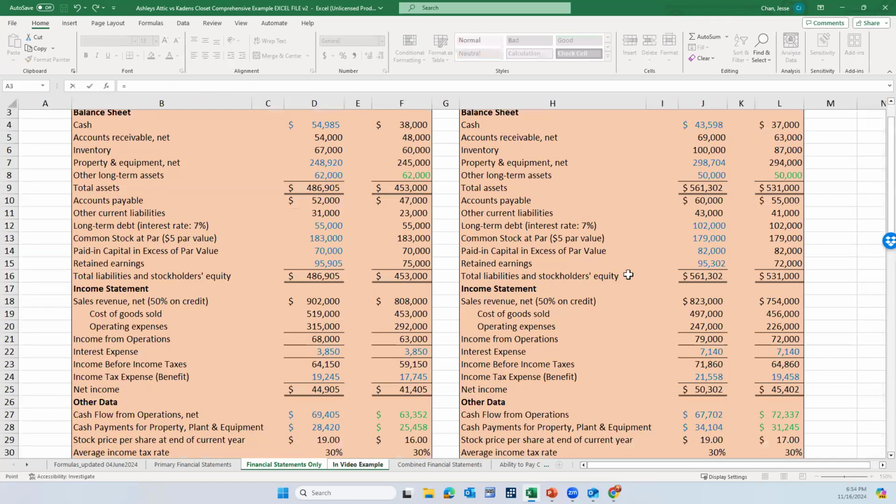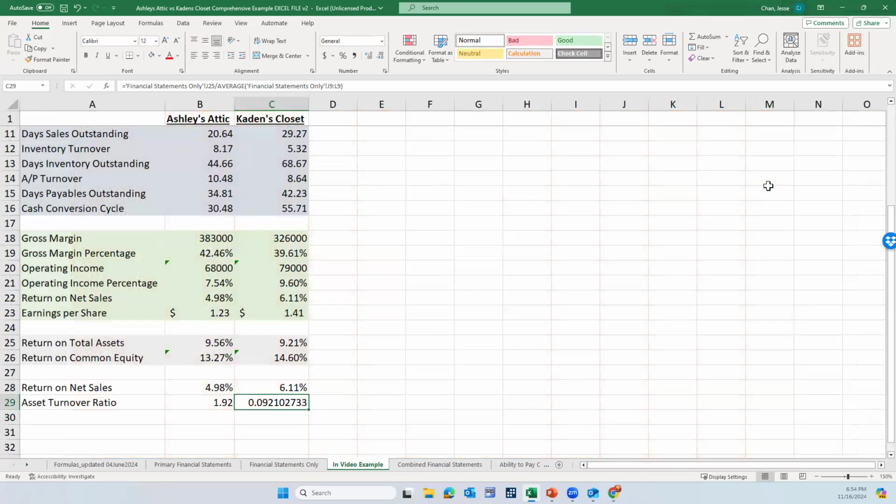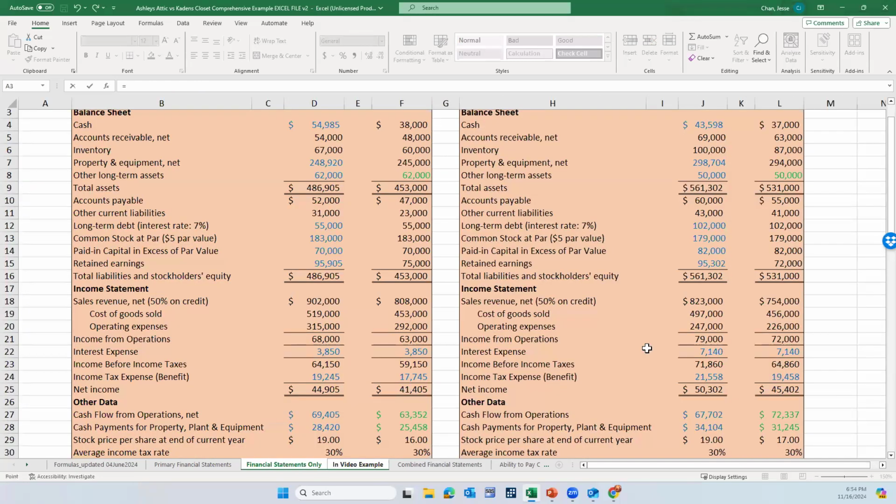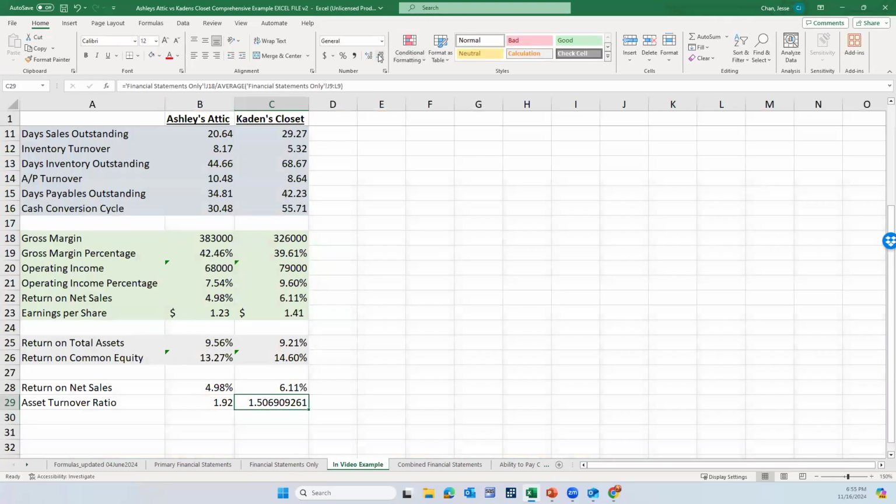Similarly, for Kadens Closet, we can do net income divided by average total assets. Let's see, let's double check that. So net sales divided by average total assets. There we go. Had a wrong formula earlier. So asset turnover, again, it should be net sales divided by average total assets.